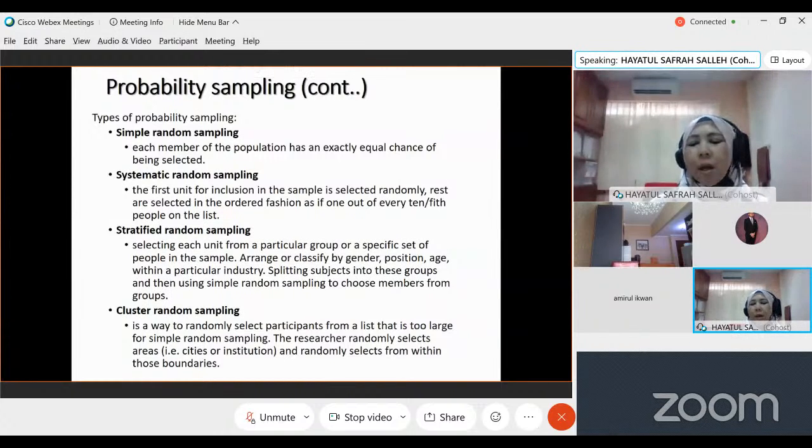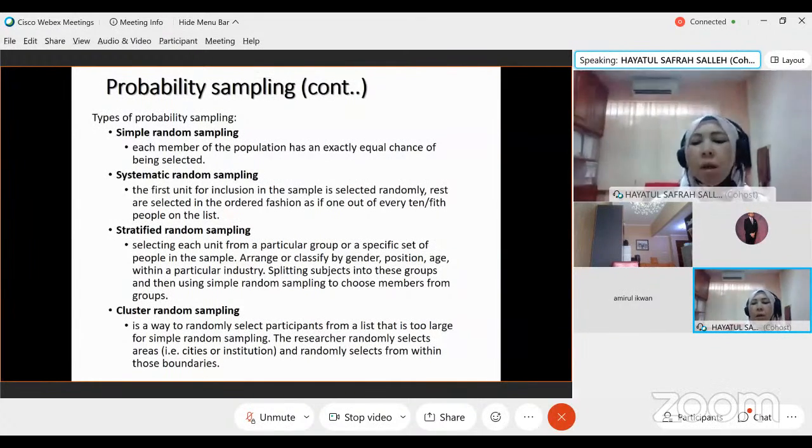This is cluster. Let's say you want to study child care centers in Malaysia. Maybe you cluster them according to north, south, west, and east of Malaysia. So it depends on you. But when you choose this type of probability sampling, you have to justify why you use these types.